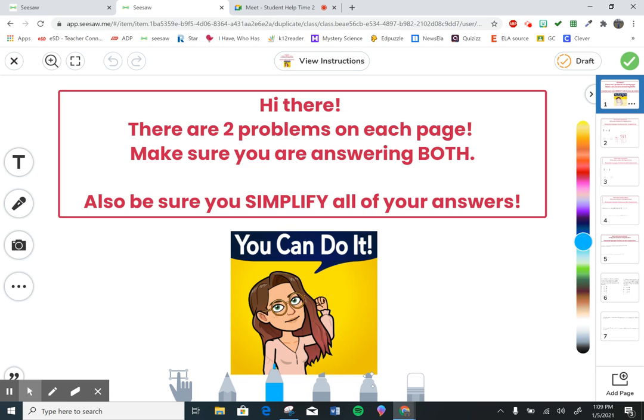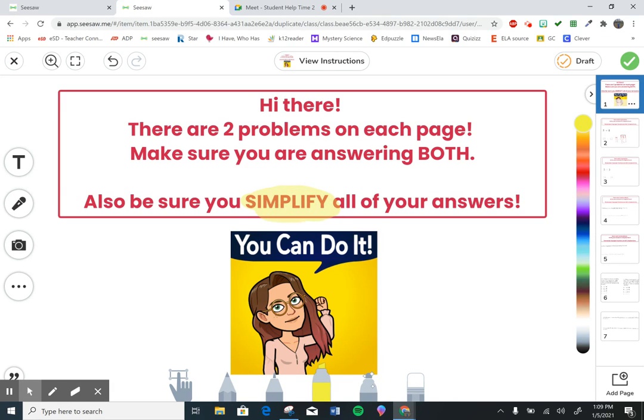So for today for math, I'm actually going to be going over your math assignment. So this is what it looks like. It's very similar to yesterday's math, talking about how we can change fractions and division, like swap them around, and how we can use fractions to give us answers to word problems. So there are two problems on each page. Make sure you answer both of them and be sure all your answers are simplified.